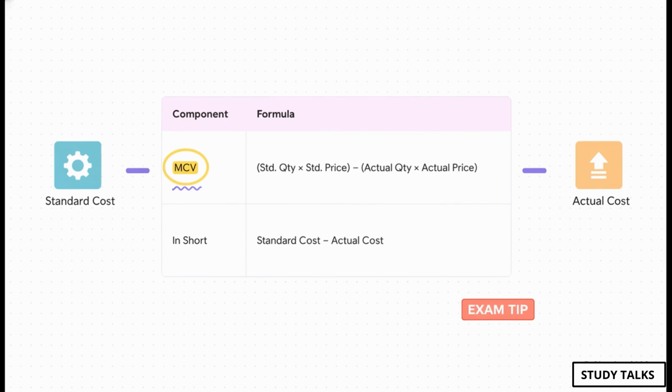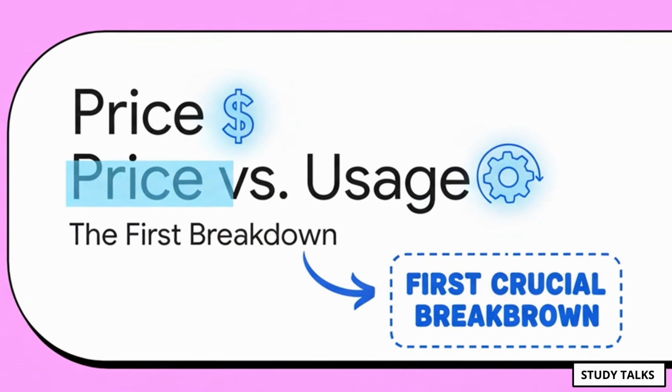And here's the formula in action. It's really just standard cost minus actual cost. Your standard cost is the standard quantity you were supposed to use times the standard price you were supposed to pay. Your actual cost is, well, what actually happened. The difference between those two is your MCV. Simple as that.